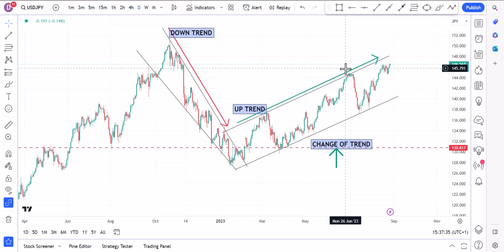If you are a trader, it's very important to know when the trend of the market is changing from uptrend to downtrend or from downtrend to uptrend. That's how you can be successful in the forex market, and that's what I'm going to teach you today, how to spot a change in the trend. And we are going to be using market structure.